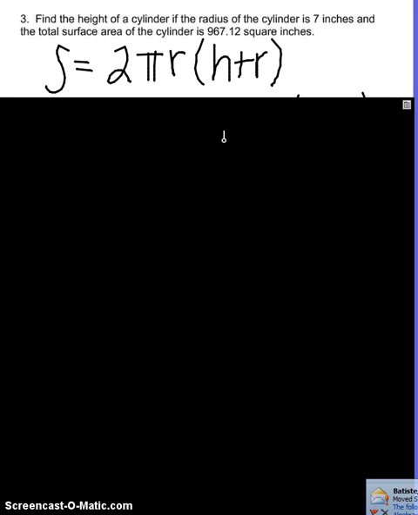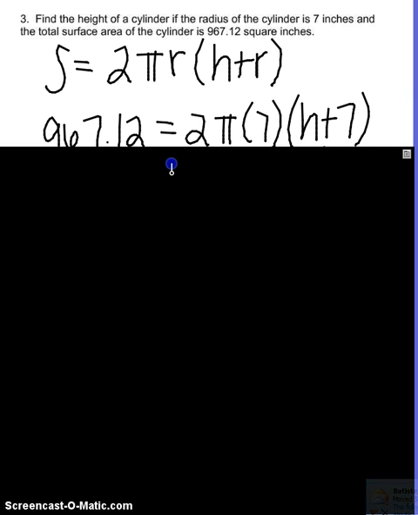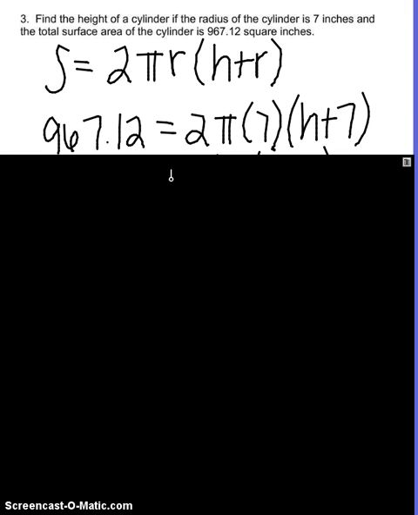Okay, now I'm going to take the information that I was given and fill out my formula. So I should have written 967.12 is equal to 2 times pi times 7, and in parentheses h plus 7. So our goal is to solve for h. So first I'm going to combine like terms. Here I can multiply the 2 times the 7 times the pi. I'm going to take these 3 numbers and multiply them together.